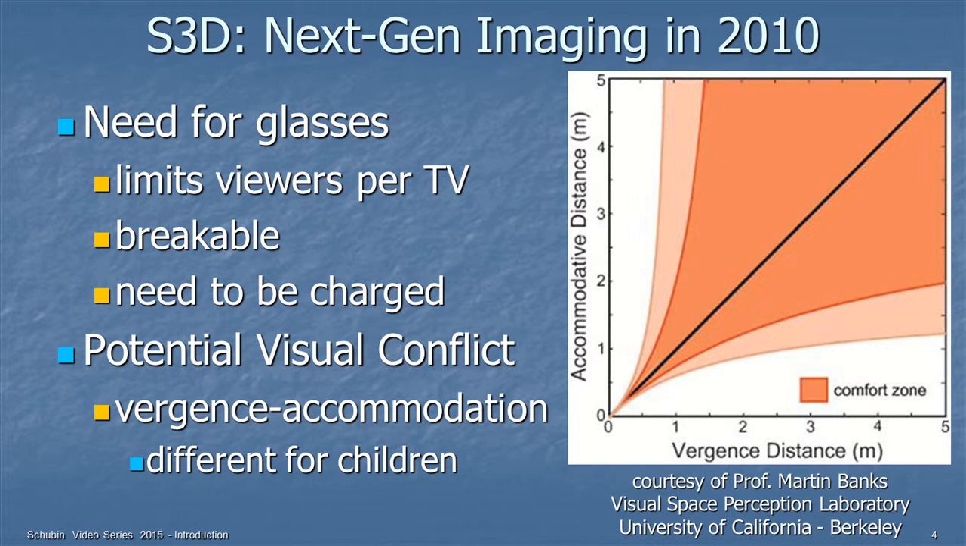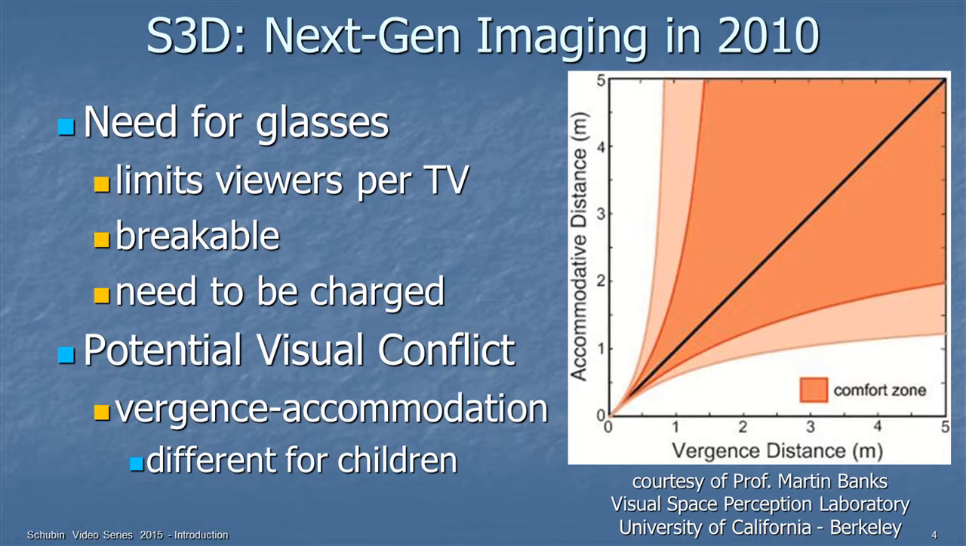So, back in 2010, next generation imaging looked like it was going to be stereoscopic 3D. And why did that not turn out to be next generation imaging, even though we saw it all over the Consumer Electronics Show, all over the National Association of Broadcasters Convention, the International Broadcasting Convention, and so on?